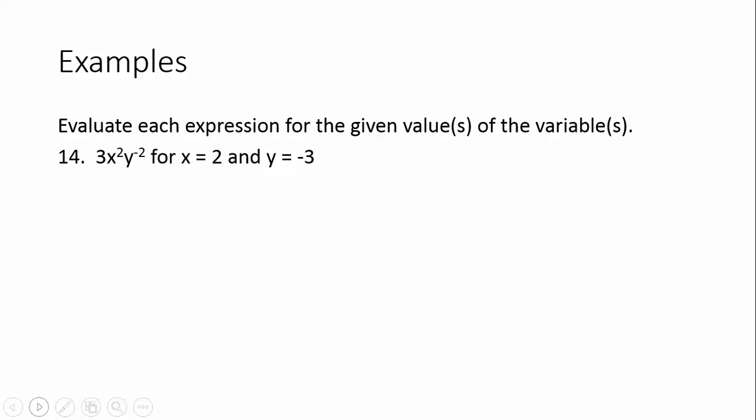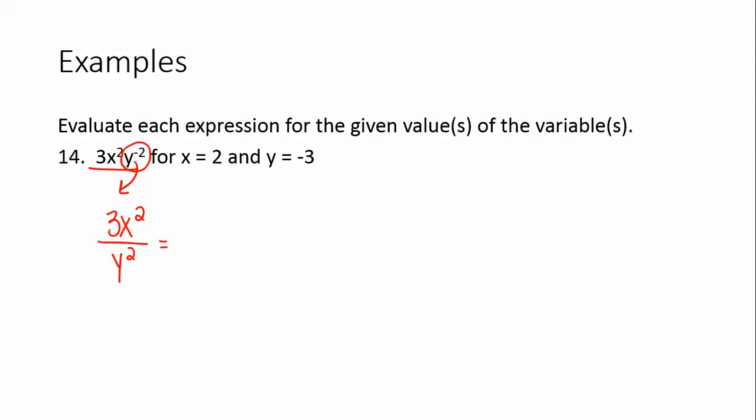So we have 3x squared, y to the negative second, and we want to substitute in x equals 2 and y equals negative 3. But first we want to simplify the expression and get rid of our negative exponents. So the y, because it's being raised to the negative second, is going to move down to the bottom, and it's going to give us a simplified expression, 3x squared over y squared.